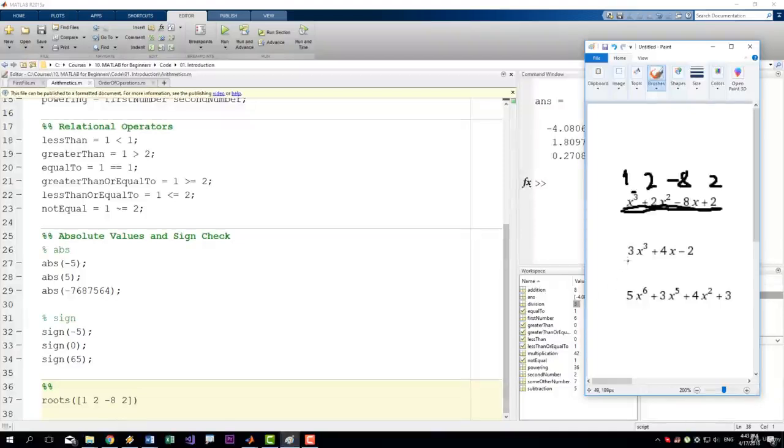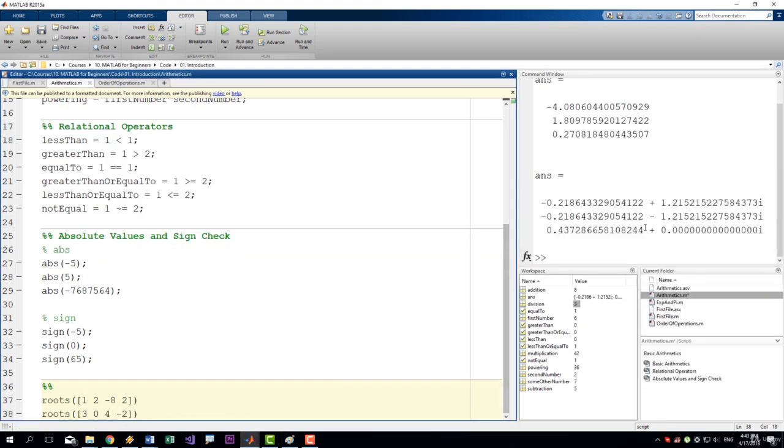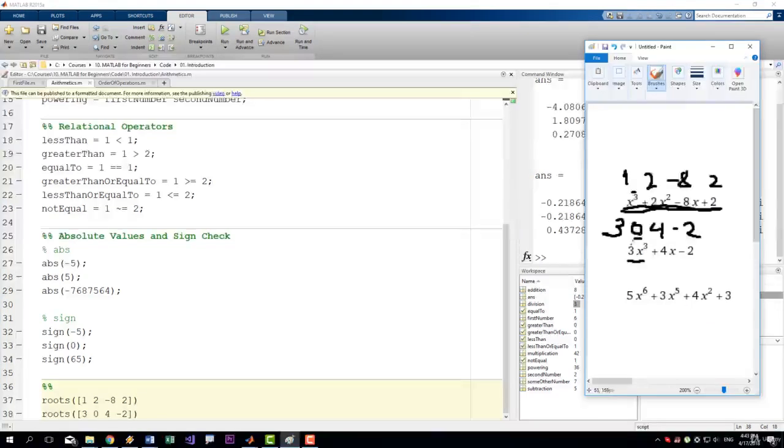Let's see the next example. We have 3 times x to the power of 3. We have nothing to the power of 2, plus 4 times x, and minus 2. So the coefficients here are 3, something, 4, minus 2. Whenever a power is missing, we need to give it the coefficient of 0. So let's type this equation, let's try it. 3, 0, 4, minus 2. Let's run it. And we get some complex roots. Again 3 roots because again the highest power that we have is 3.